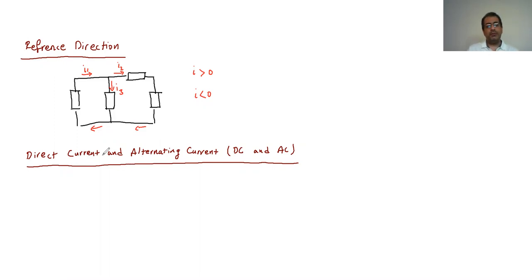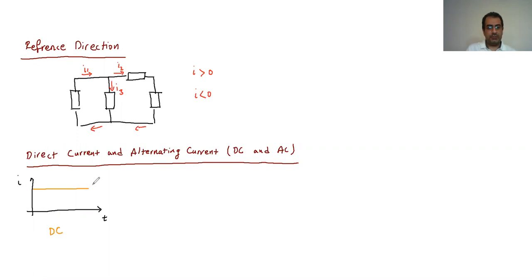So what is the difference between direct current and alternating current? When we are talking about direct current, it means that the direction of the current is not changing with time. So if I have I versus time, I is basically going to stay constant. It's going to be like that. This is the DC, or direct current.